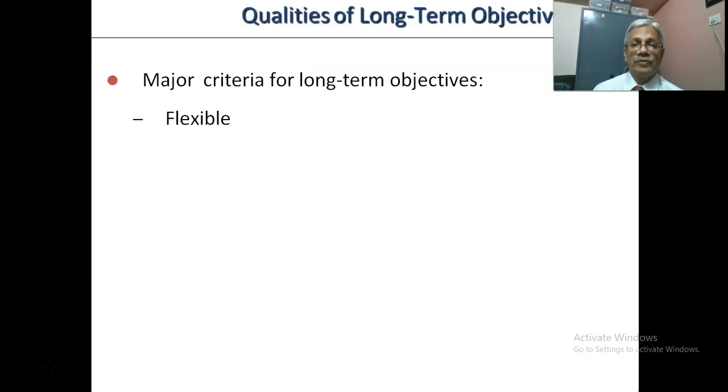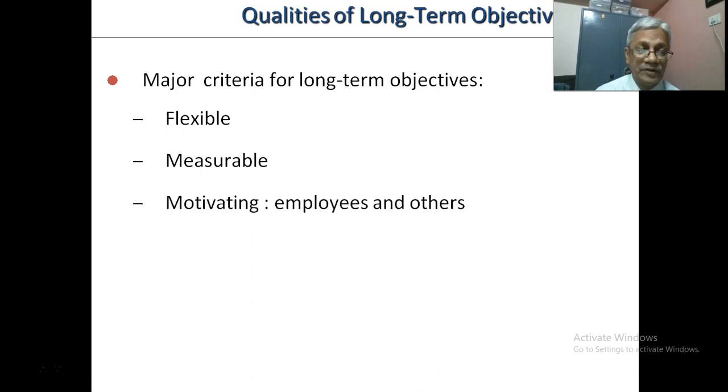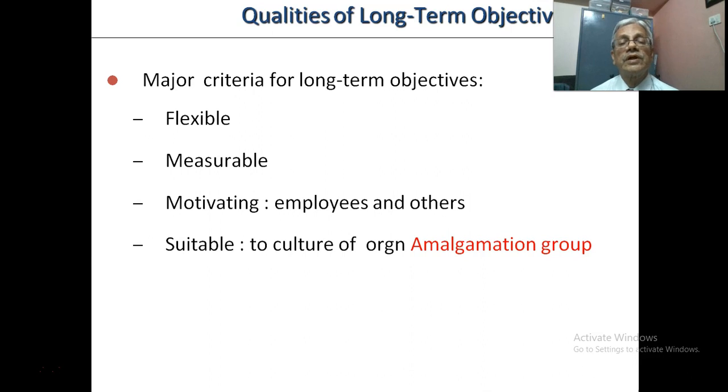Then what qualities should long-term objectives have? One is definitely that they should be flexible. It is very, very important. We should be able to measure them, because unless you measure it, you may not know where exactly you're standing. Then it should motivate the people, the employees and others, and it should be suitable to the culture of the organization. Very, very important.